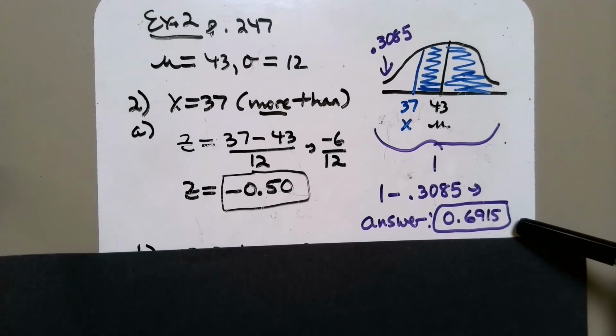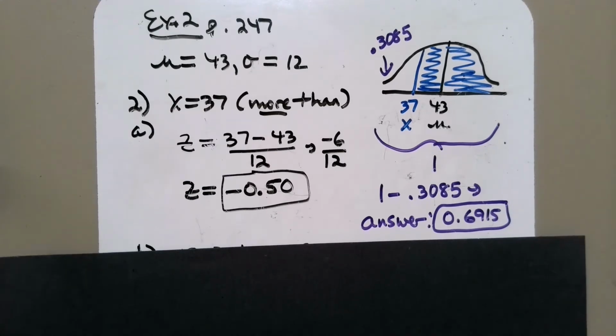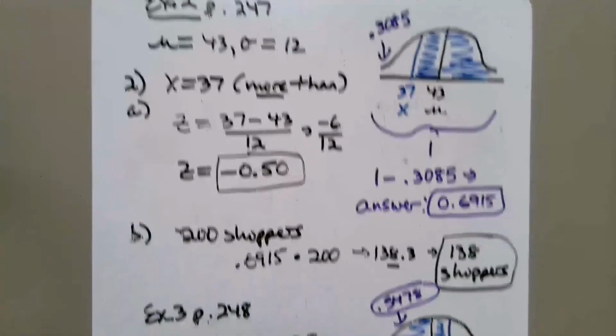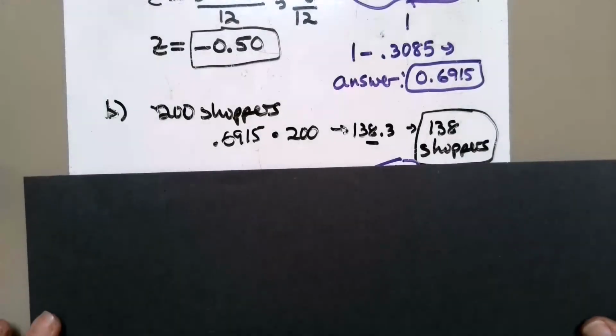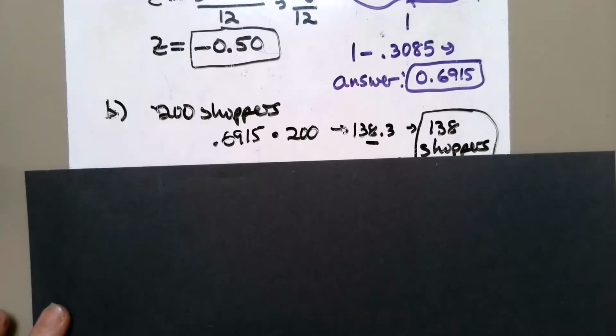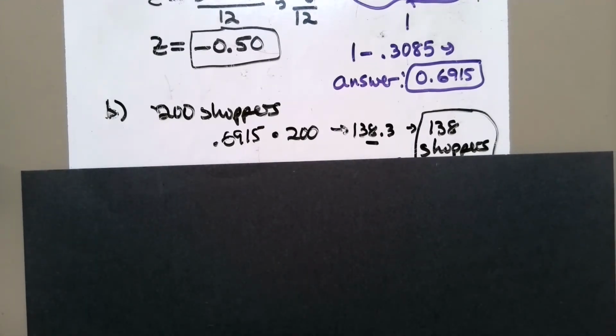So that's the probability that one shopper will enter the store and spend more than 37 minutes, a little more than 69%. So not unlikely, not unusual. So now we go to question 2B. What if there are 200 shoppers that enter the store? How many of them would you expect to spend more than 37 minutes?